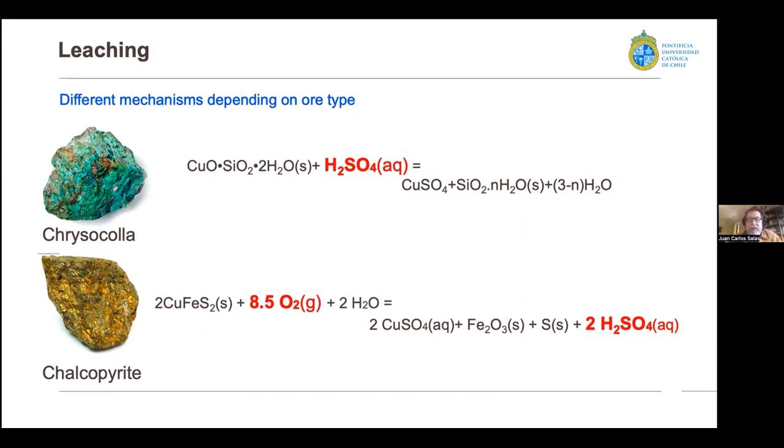In the case of sulfides, however, it is necessary to oxidize the sulfur. Then an oxidant is required, in this case oxygen, and the oxidation of sulfur generates sulfuric acid. Thus, oxides consume more acid than sulfides, and we will see this is a very relevant issue in terms of cost for the processing.